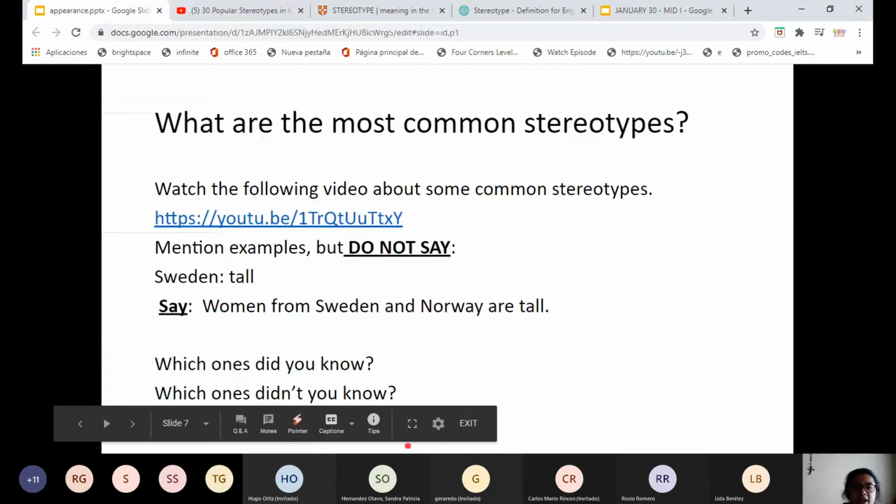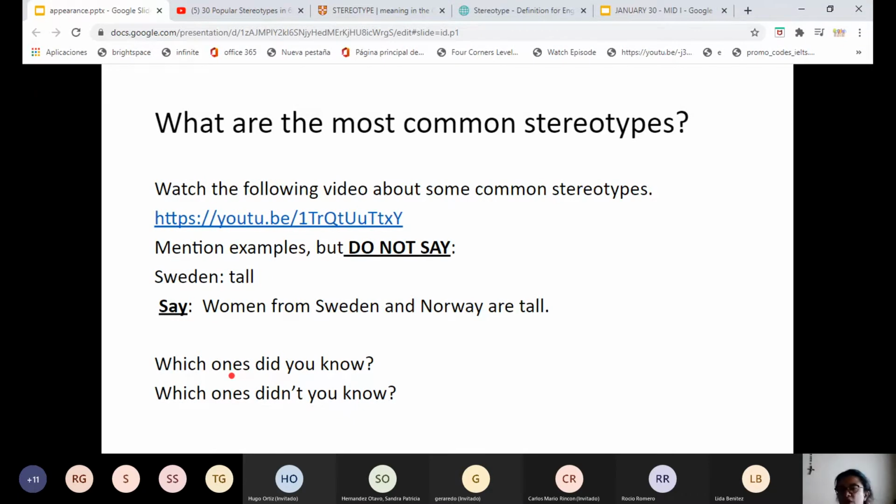So please take notes and think about which of these stereotypes you knew and which ones you didn't know at all. Okay, here we go.